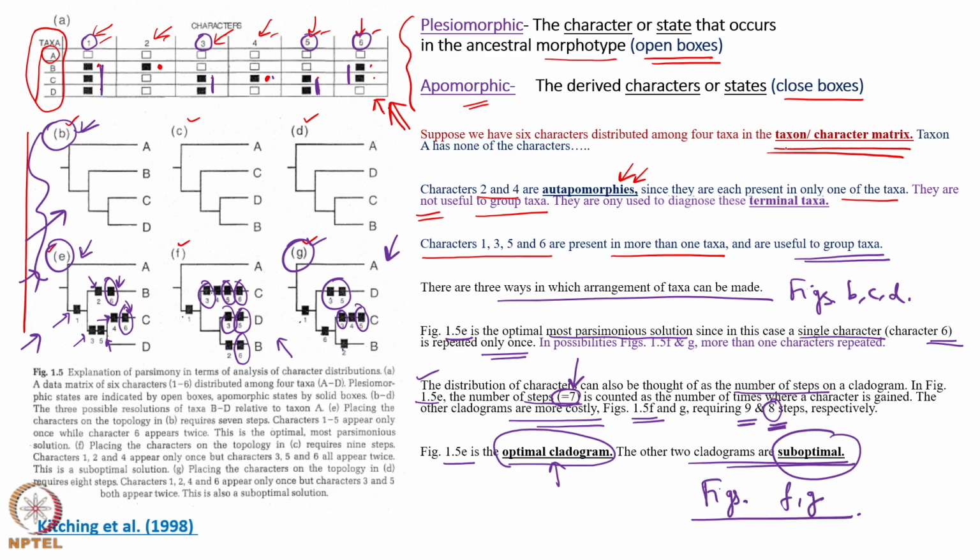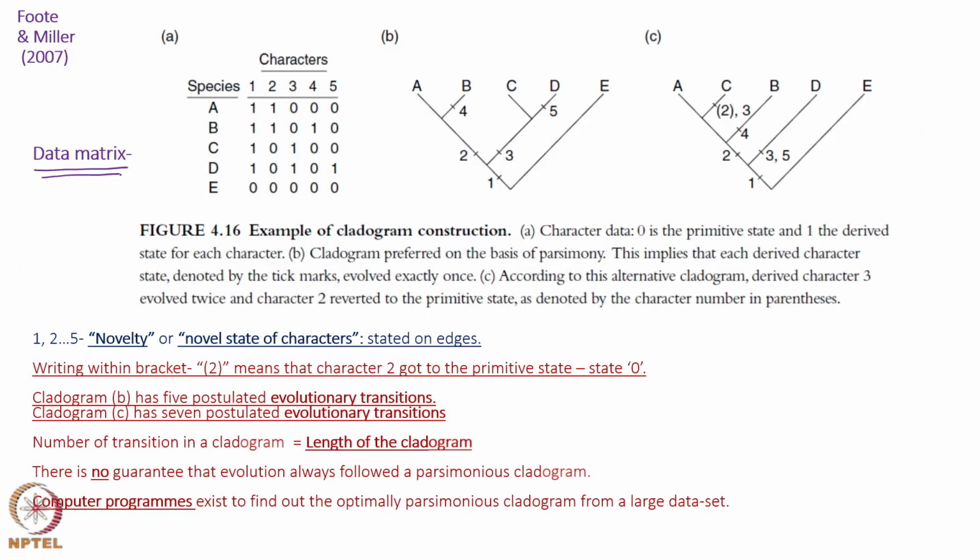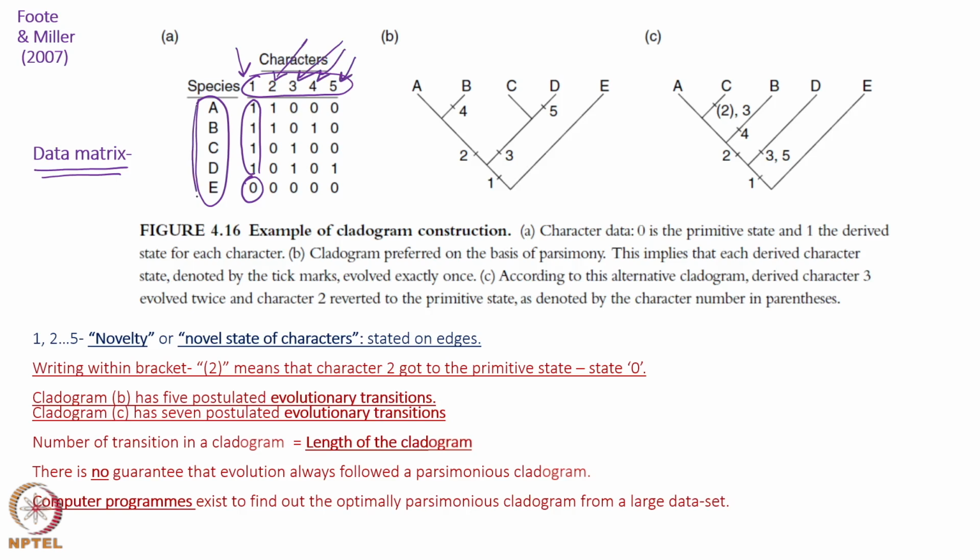Let us look at a new example of a taxon or character matrix, the data matrix. We have the 5 species A, B, C, D, E, and we are dealing with 5 characters 1, 2, 3, 4, 5. Character 1 is present in species A to D and is absent in species E. Similarly, you can read the characters 2, 3, 4 and 5, for which species they are present and for which species they are absent. This term species can be generalized by writing taxa.